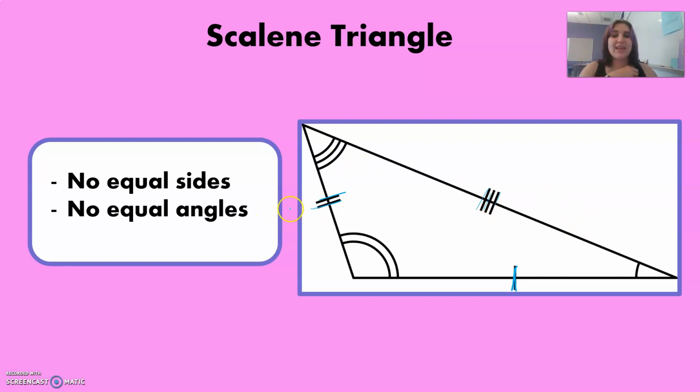And same goes for the angles. So I have one mark over here that tells me that's one size of that angle. And then there's two marks on this angle. That tells me that this angle is not equal to this one. And then three marks on the other to show that none of these angles are equal. So scalene, no equal sides, no equal angles.